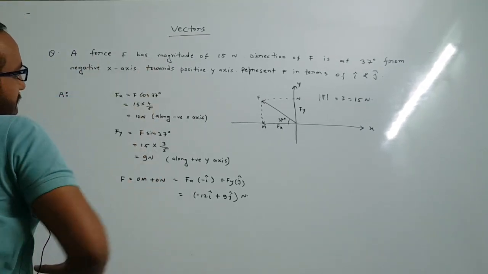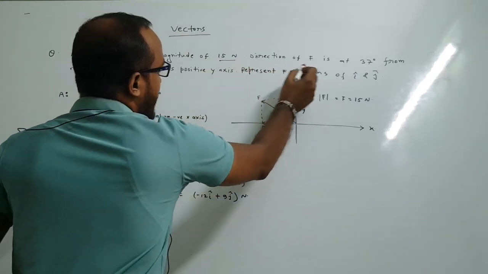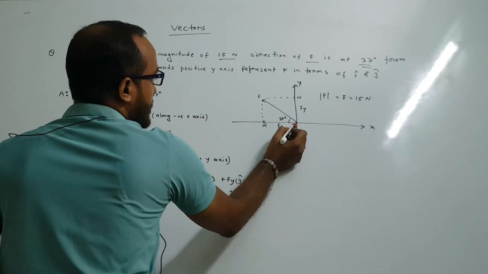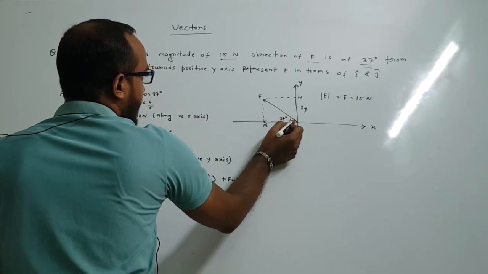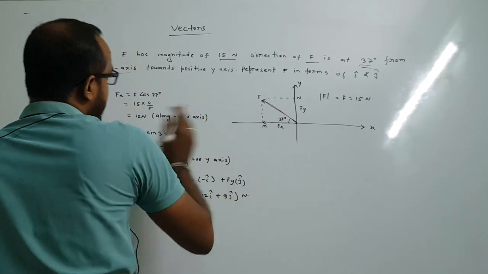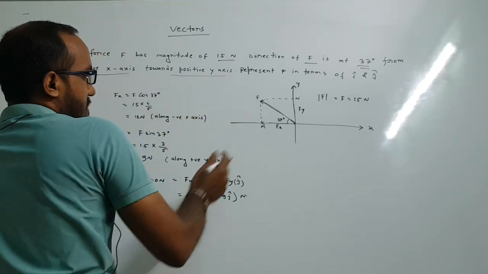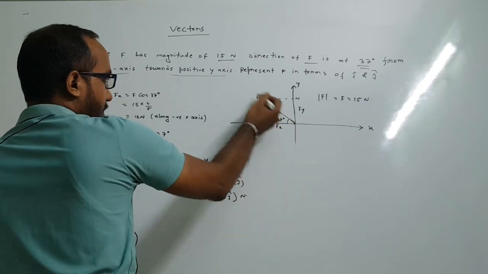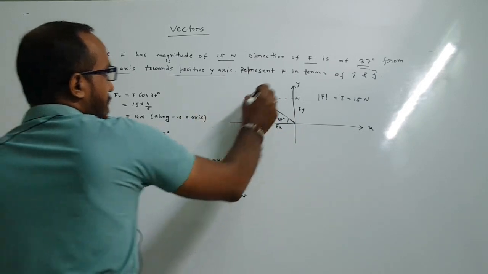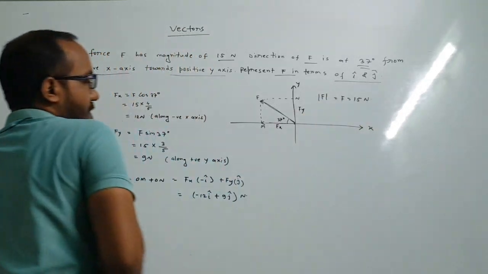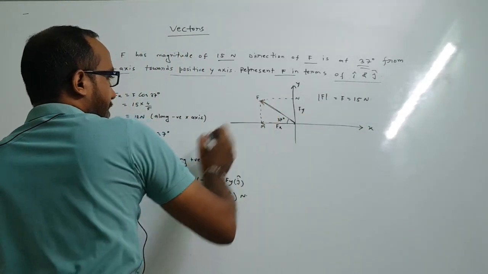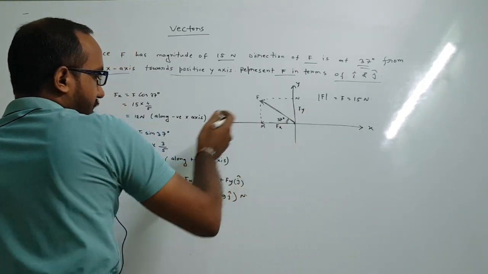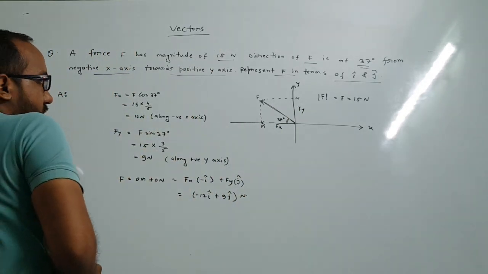A force F has magnitude of 15 Newton. Direction of F is at 37 degree from negative x-axis. So see, this F is in the negative x-axis towards positive y-axis. So the vector F is something like this. Represent F in terms of i and j. So let us say this is our F which is given in the problem, and it makes 37 degree from negative x-axis towards positive y-axis.